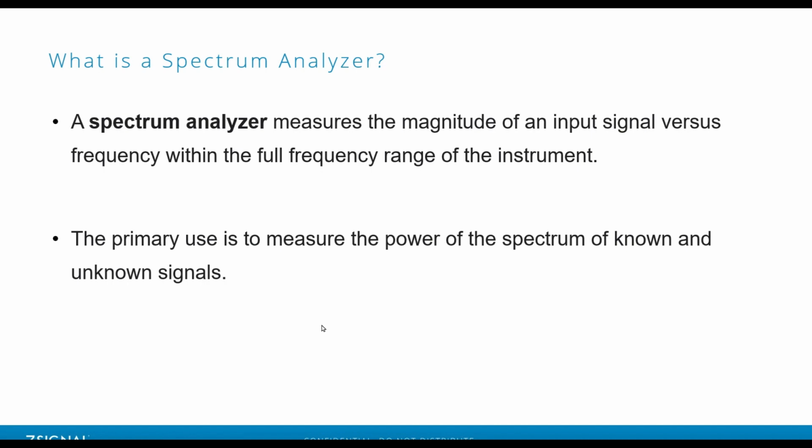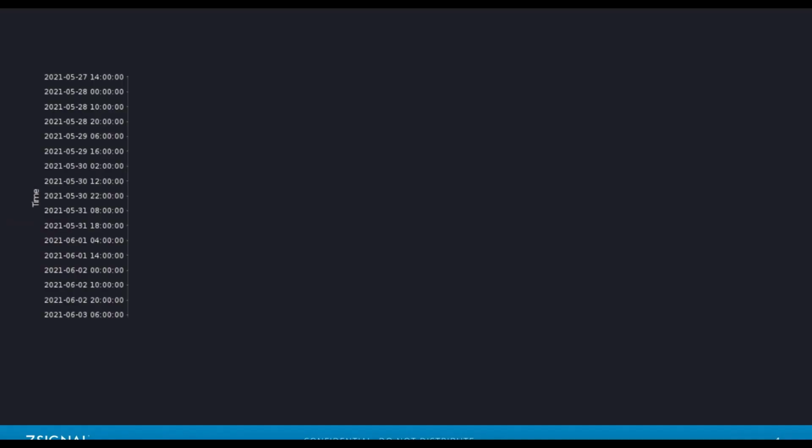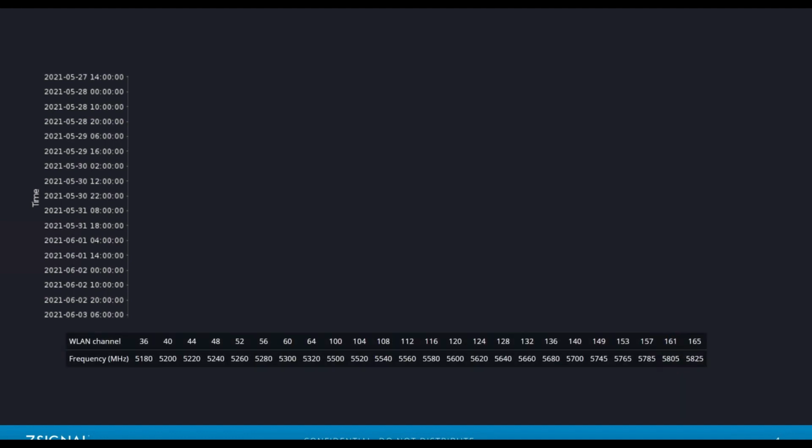All right, so let's jump in right now. The first thing that we're going to do is talk about the parts of the graph. Here we go. So when we're looking at the spectrum analyzer, on the y-axis, as you can see, we have time. And you can see we're looking at a few days of data here from May 27th all the way down to the 3rd of June. On the x-axis, this is the frequency. Okay, we know them as the channels, channel 36, 40, 44. You can see the frequencies down there as well.